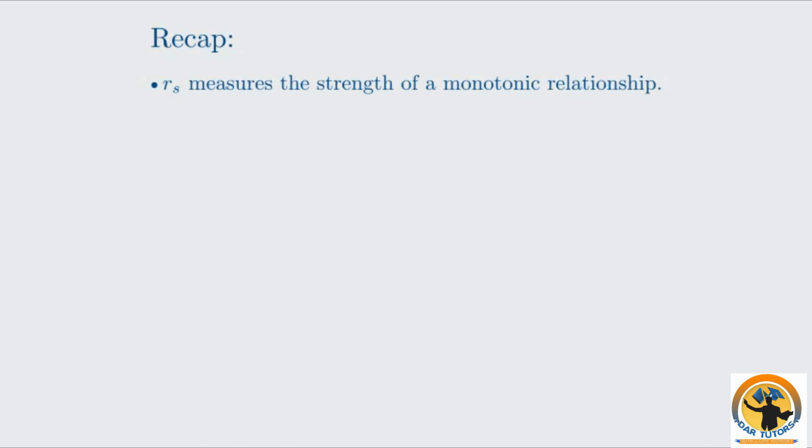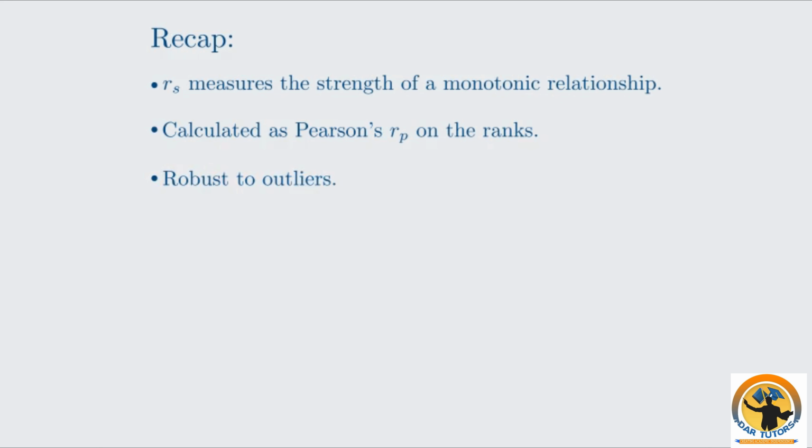Let's quickly review the key takeaways for Spearman's rank correlation coefficient. First, RS measures the strength and direction of a monotonic relationship. Second, it is calculated by finding Pearson's r of the ranks of the data, not the raw data values. Third, it is robust to outliers, meaning it's less affected by extreme values than Pearson's coefficient. And fourth, you should always inspect the scatter diagram to determine if a monotonic relationship is present before using RS. Understanding when to use Spearman's RS versus Pearson's r is a key skill for IB students.